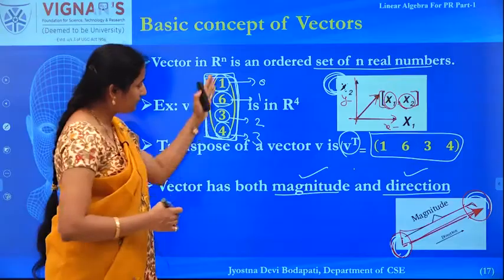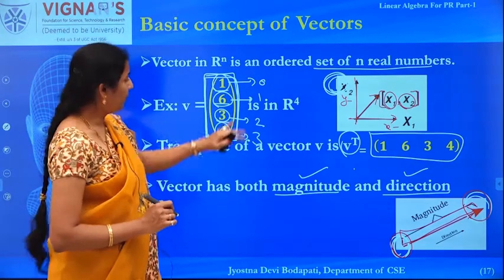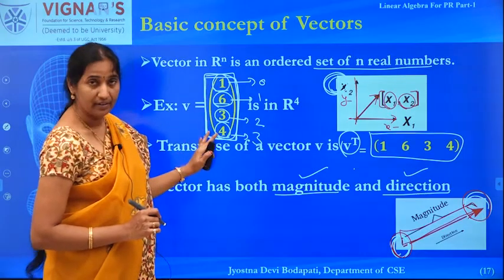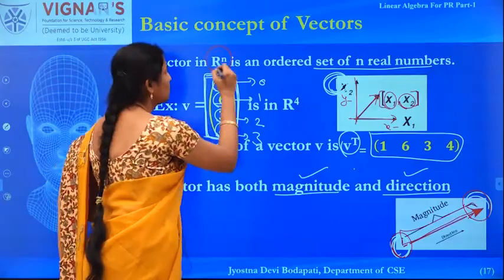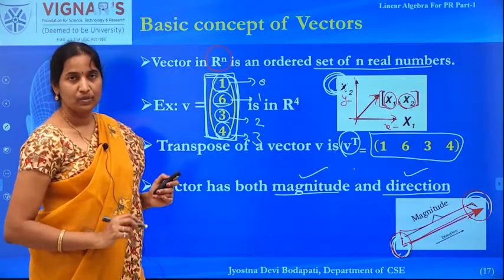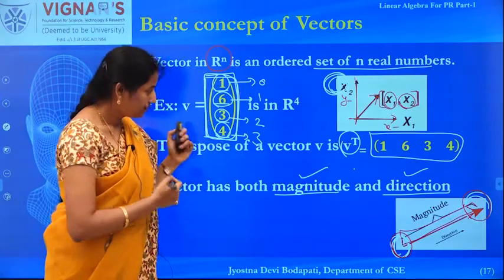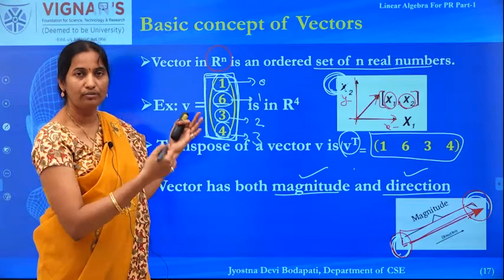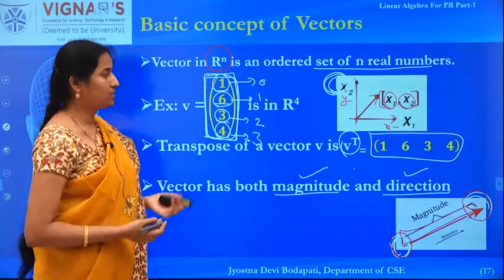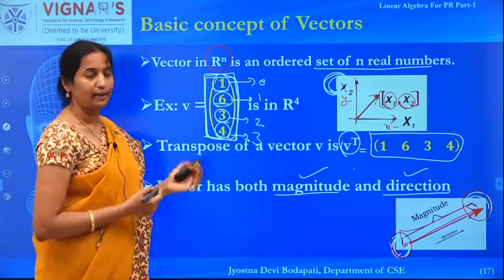And now if you consider this vector, this is a vector in the four-dimensional space. And if you have n numbers in your vector, n elements in your vector, then you can call it an n-dimensional vector. That is how you can say that your vector is in two-dimensional space, three-dimensional space, four-dimensional space, or n-dimensional space. It depends on the number of elements in that vector.